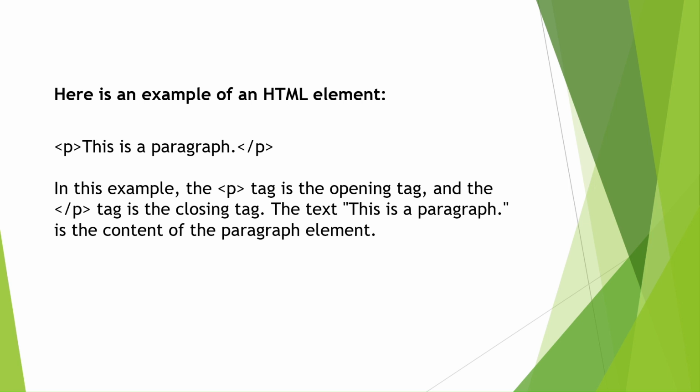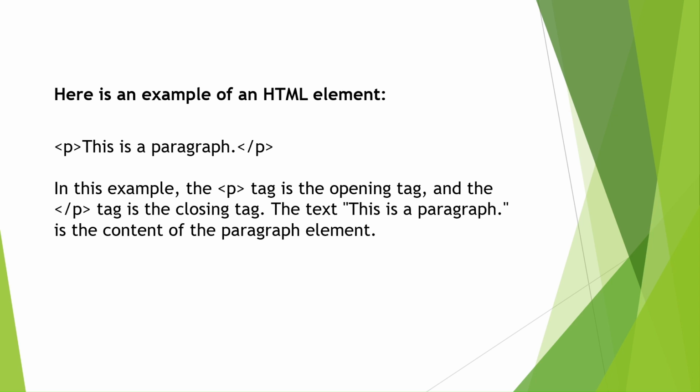Okay, let us see an example of HTML and how to write HTML. Here is an example of an HTML element, the p tag. It is also known as the paragraph tag, and it is used to write a paragraph in a web page. Here: p tag, this is a paragraph, /p tag. In this example, the p tag is the opening tag and the /p tag is the closing tag. The text, this is a paragraph, is the content of the paragraph element.